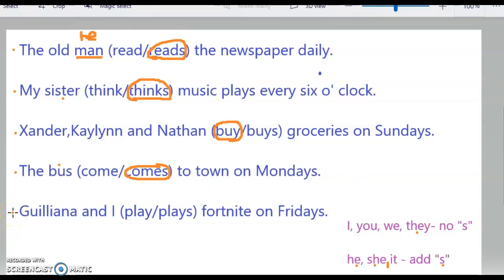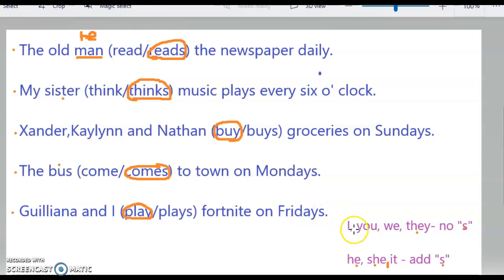And we have the last one here, Juliana and I blank Fortnite on Fridays. Juliana and I. How would we replace that if we're talking about a pronoun? We would say we, because it includes you, the first person, I. We blank Fortnite on Fridays. Now I know if we're using I, you, we, or they, we don't need to add an s, and this becomes we. So there's no s. We would put, we play Fortnite on Fridays.